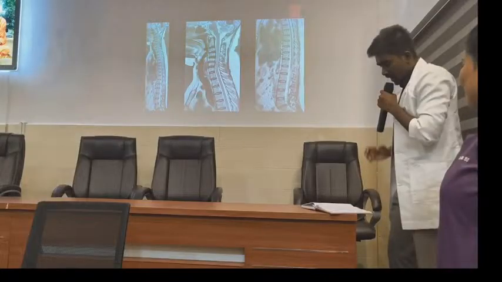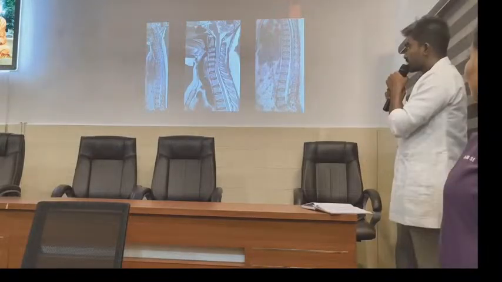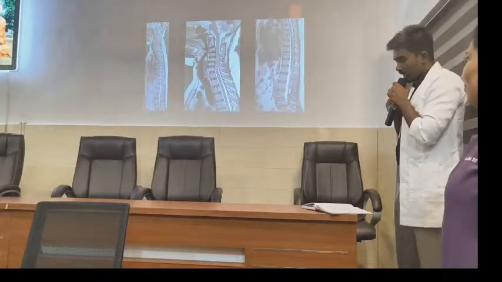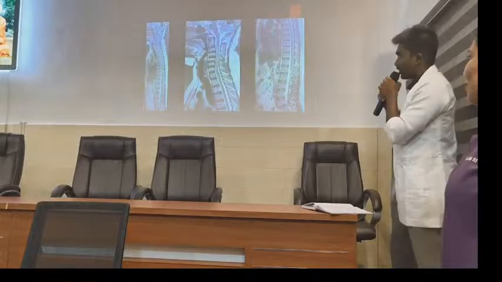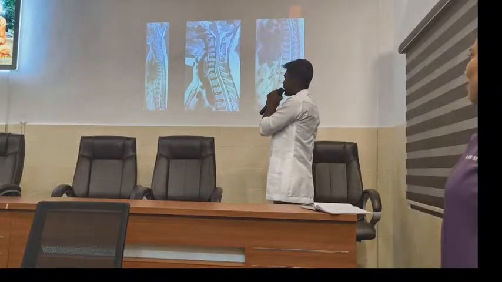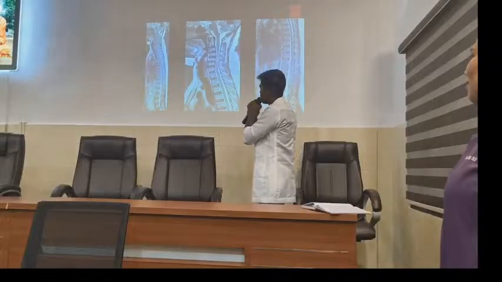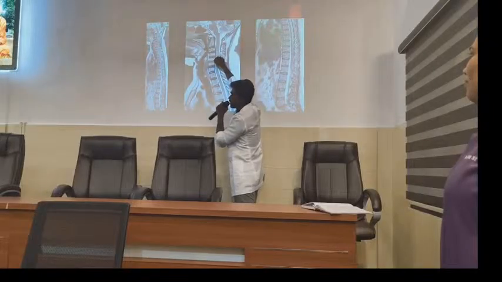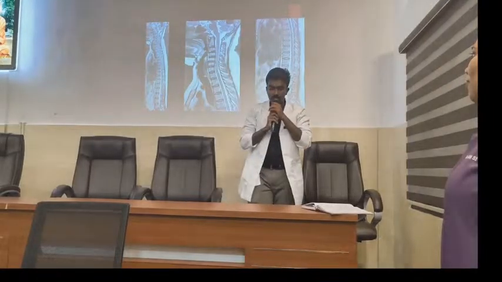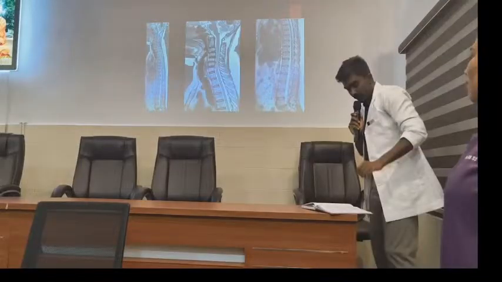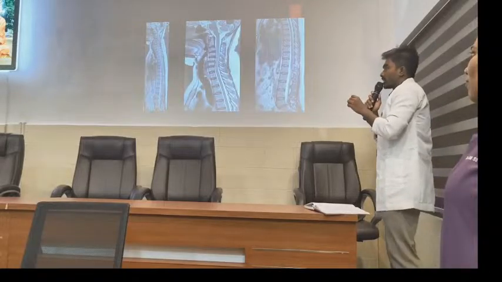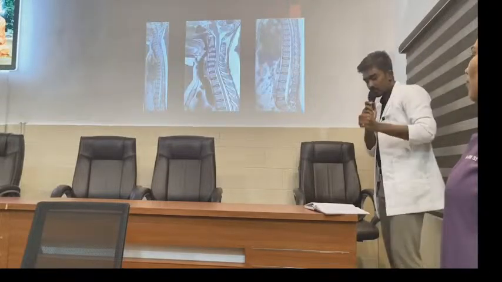Then C5, C6. C5, C6 is more prominent: a central to right foraminal disc protrusion, where the size of the protrusion, not the central canal, is 13 mm wide. Wide means this dimension, and it is 3 mm in depth, that is the protrusion going inward to the canal. So here there is mild contact of the protrusion to the anterior surface of the spinal canal. So we can say that there is a slight chance of myelopathic risk.